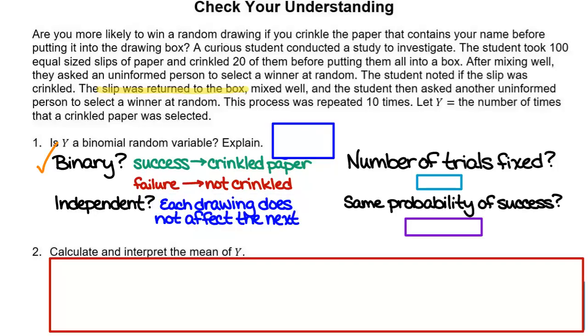Is the number of trials fixed? Yes. What is n? 10. This process was repeated 10 times. So we have independence, we have fixed number of trials. Do we have the same probability of success each time? Yes. What is p? 0.2 or 20 out of 100. So is this a binomial random variable? Yes.